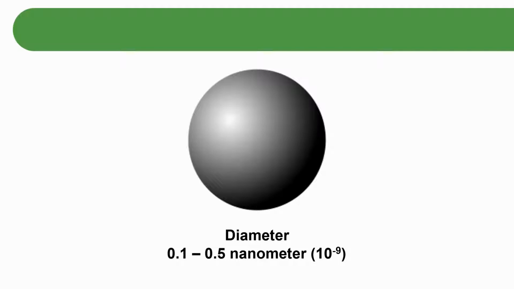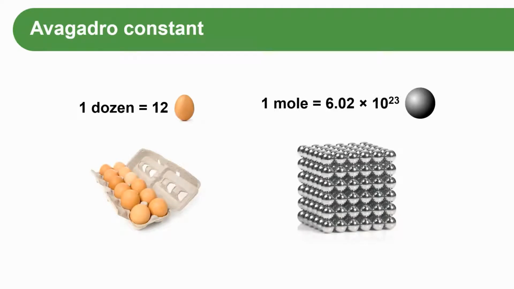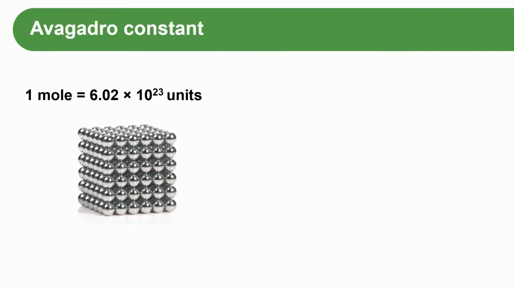And in chemistry, it's very hard for us to deal with such very small mass or volume. So we come up with a system or constant that will help us to deal with a large number of particles. Just like eggs, we use a dozen. For chemistry, we use mole. And 1 mole is equal to 6.02 times 10 to the power of 23 particles, or we call them units.